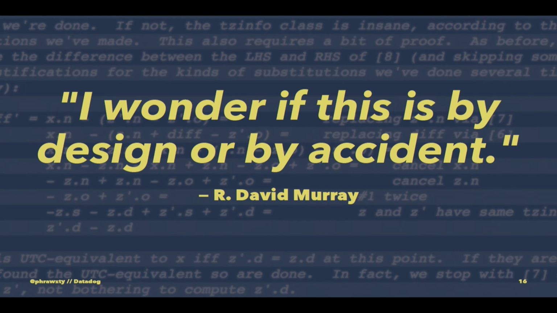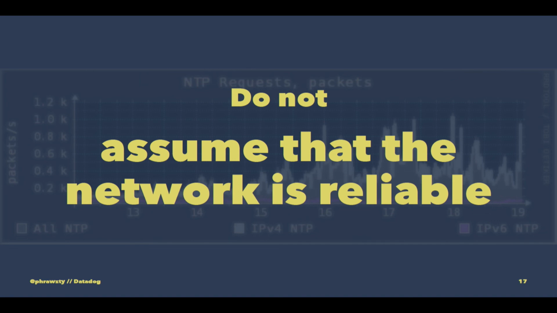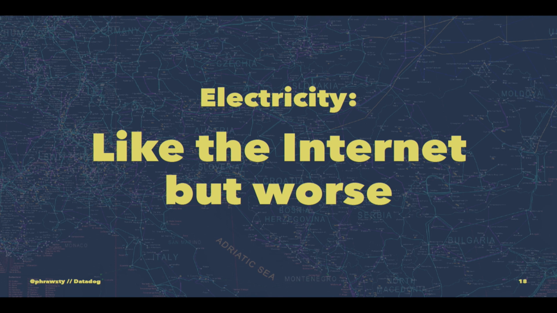Core developer David Murray, who writes Python for a living, has this to say, I quote: "I wonder if this is by design or by accident. In other words, the people that wrote the code don't understand it anymore." Another quote: "Do not assume that the network is reliable." In December of 2016, the global NTP network suffered a DDoS attack that made measuring time on the internet statistically more difficult. It was actually a Snapchat update that did it.